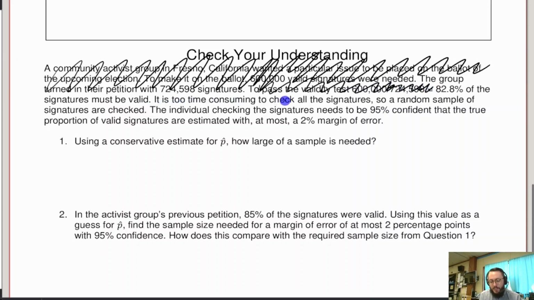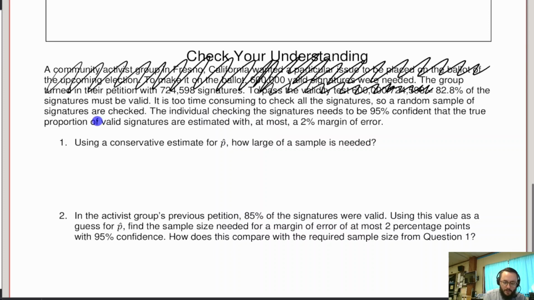It's too time consuming to check all of the signatures, so a random sample of signatures are checked. Reasonable. The individual checking of the signatures needs to be 95% confident that the true proportion of valid signatures is estimated with, at most, a 2% margin of error. So 2% margin of error, right? That means our margin of error is going to be equal to 0.02.